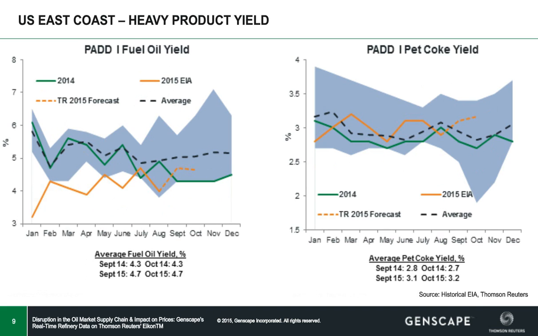Fuel oil yields in PADD 1 have typically been well below the 5-year average, and last year's levels throughout this year thanks to lower heavy crude imports and increased light crude supply. Yields have leveled off in recent months to between the 5-year average and 5-year minimum and are forecast at 4.7% for September and October. Petcoke yields in PADD 1 have remained relatively unchanged throughout the year, staying around the 5-year average, and are expected to average about 3% for September and October.